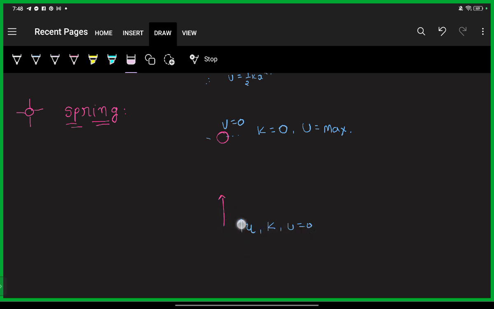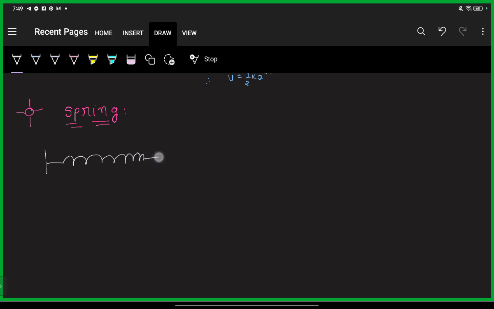Got it. Now let's understand the spring: how potential energy gets stored in it, and how it converts kinetic energy into potential energy. So let's say this is our spring, and this is its natural length. Let's say its natural length is L.